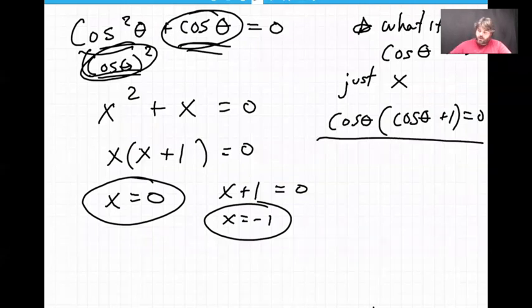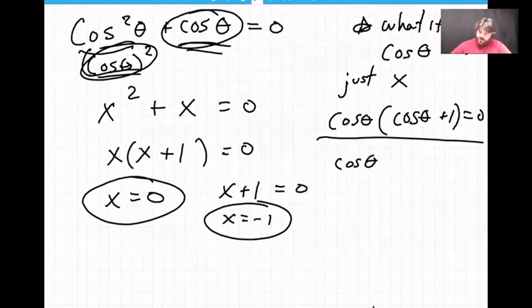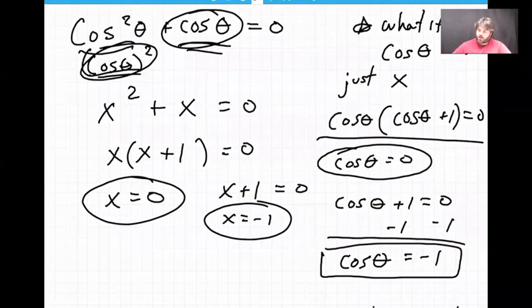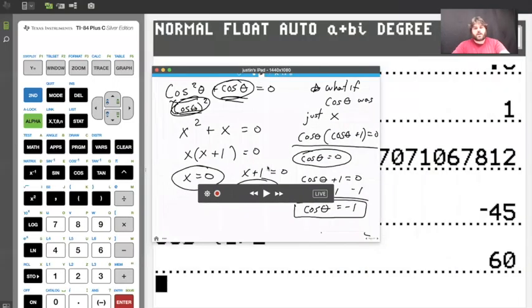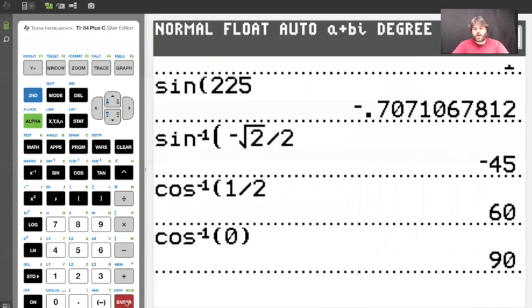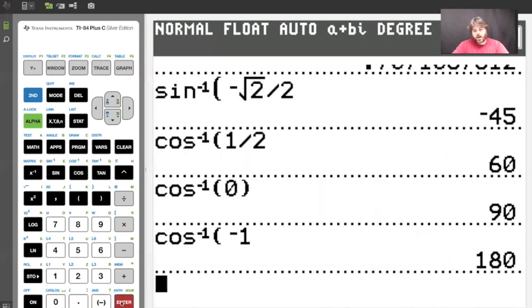Okay, then we use the zero product property. So the first thing could equal 0, or the second thing could equal 0. And either way, we could use inverse cosine and then take away 1 here, and then use inverse cosine here, and we'd make it work. So we just do inverse cosine of 0. Inverse cosine of 0 tells me that happens at 90 degrees. And then inverse cosine of negative 1 tells me my answer is 180.